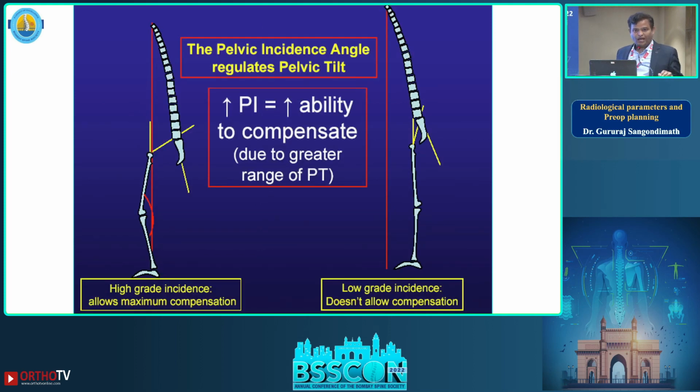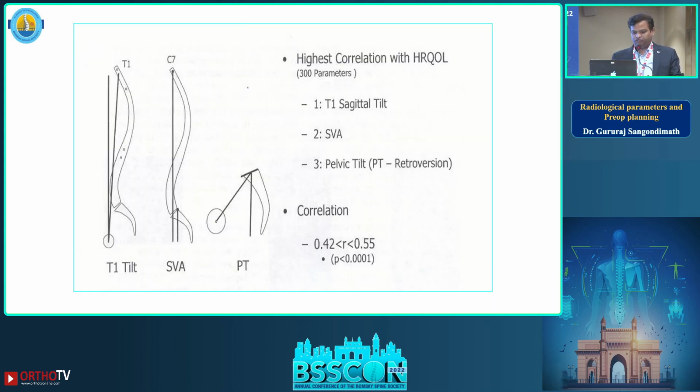So what happens if you have a higher pelvic incidence? The ability of compensation is higher. So you can actually accept more amount of kyphosis and still maintain the SVA onto a balanced spine. But if you have a lesser pelvic incidence, it's difficult to compensate for the deformity.